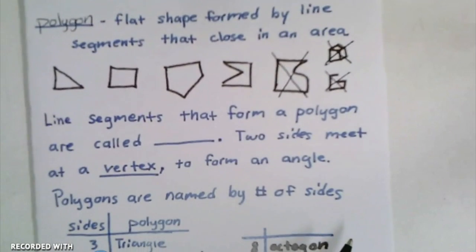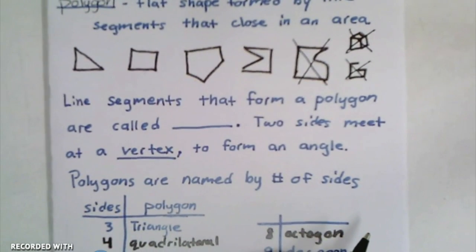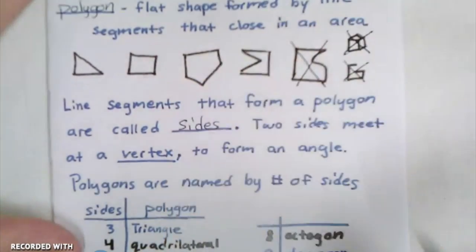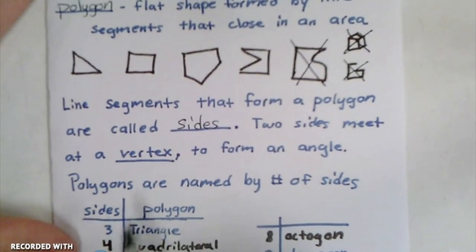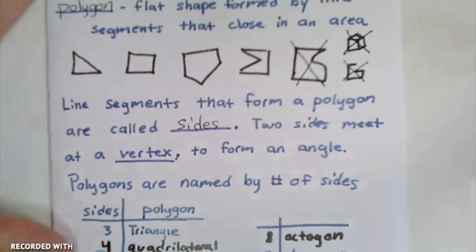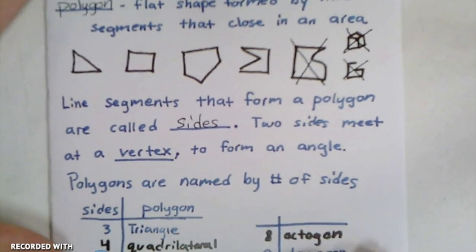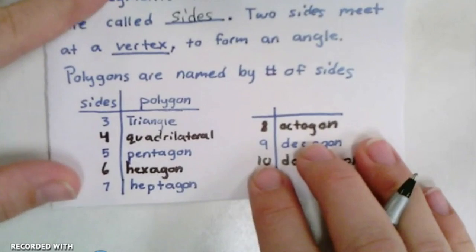Line segments that form a polygon are called sides. And two sides meet at a vertex to form an angle. Polygons are named by the number of sides that they have. So here are the common polygons.